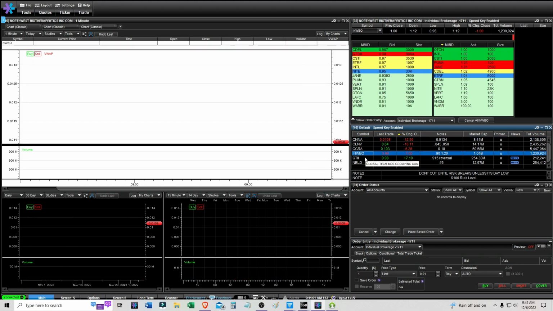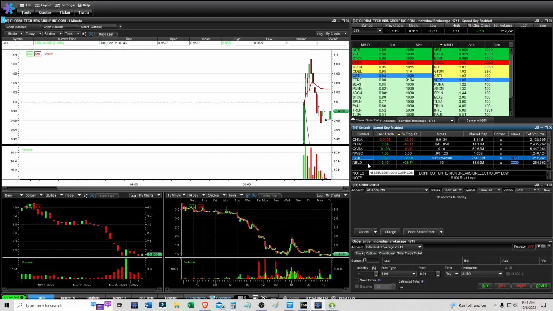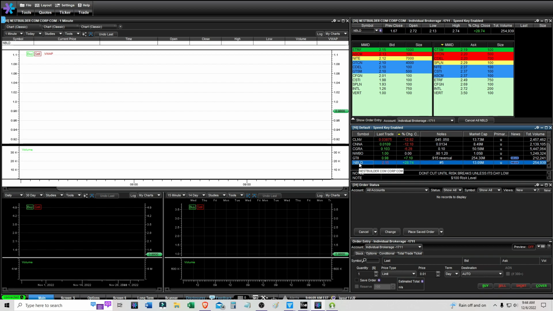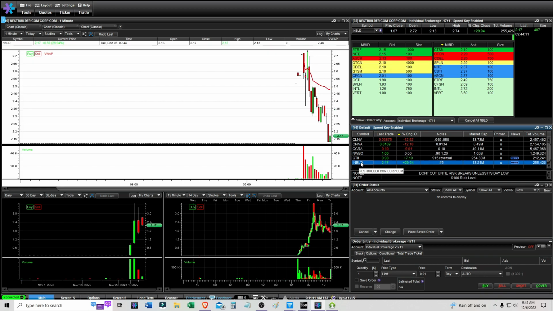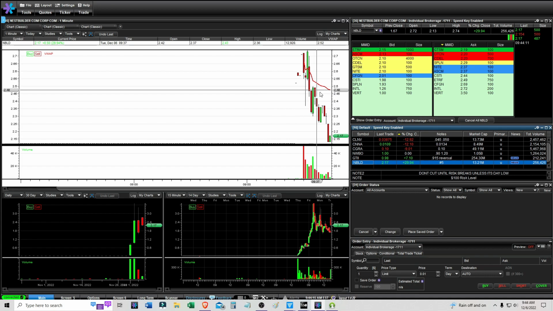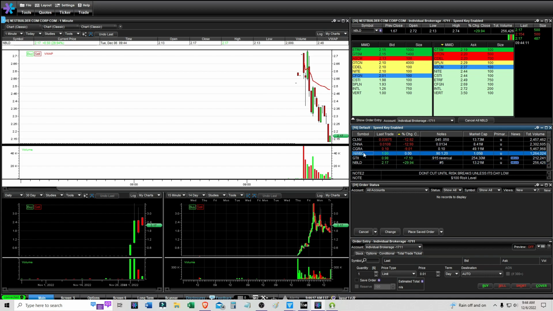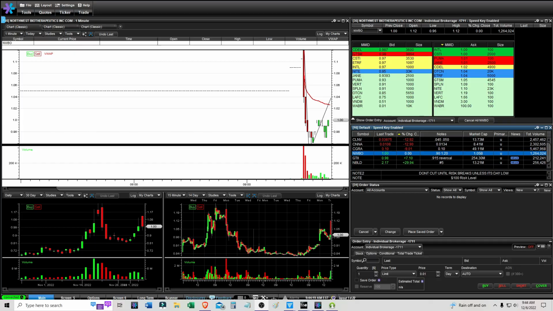This one doesn't have volume. GTII, I wasn't looking at it this morning. I was looking at NWBO. Nothing really significant. And this one had a gap up. This one's a bit spooky, so I don't necessarily want to trade this one, at least right now. I'll make an update later.